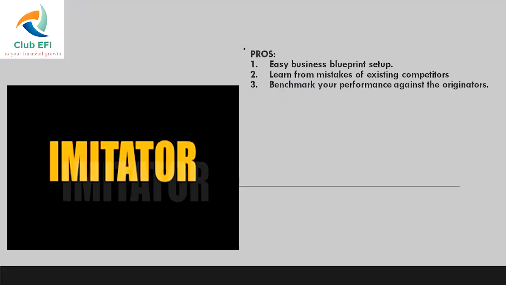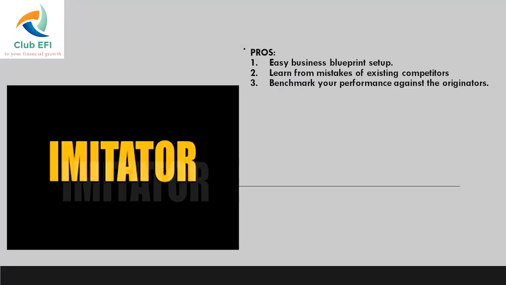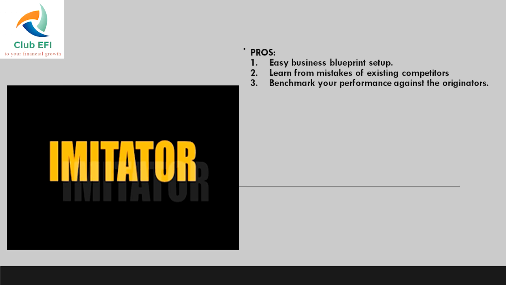Of course, they also have their pros and cons. For example, an easy business blueprint setup is one of the advantages. There's a business that already exists. All they need to do is duplicate it, right? Number 2, they learn from the mistakes of the existing competitors. So they see there's an existing business model, they imitate it, but they don't imitate its mistakes. They only leverage on those mistakes and bring in a better service or a better product at the weakness of the competitor. The third advantage is that they can benchmark their performance against the originators.